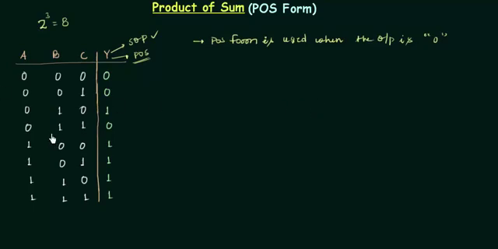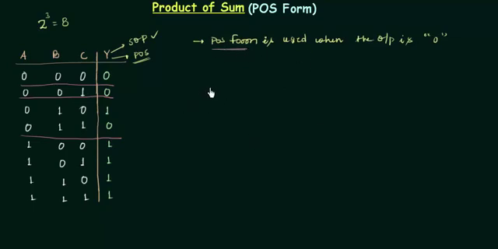So let's see from this truth table for what cases the output is low. For the first two cases the output is low, and for this case the output is low. So there are three cases for which your output is low, so we have to consider these three cases only while writing the POS form.